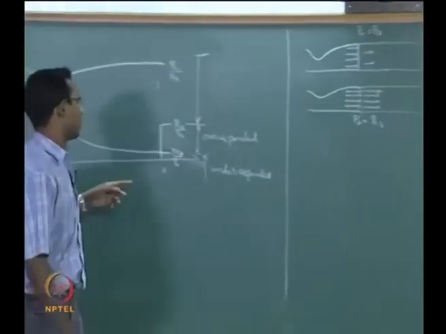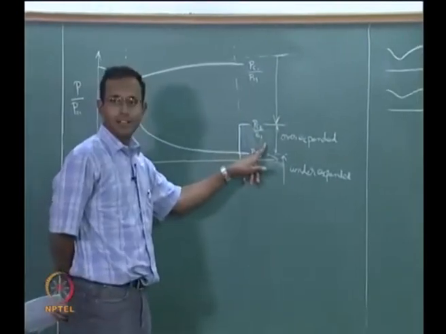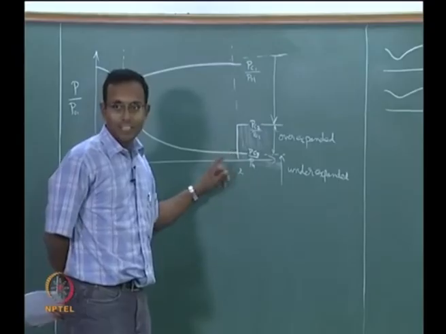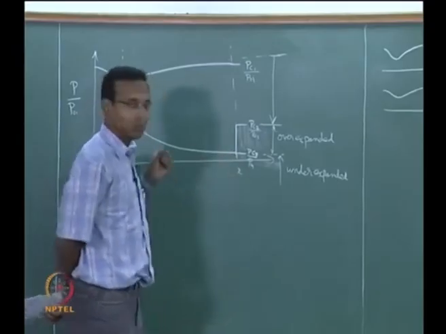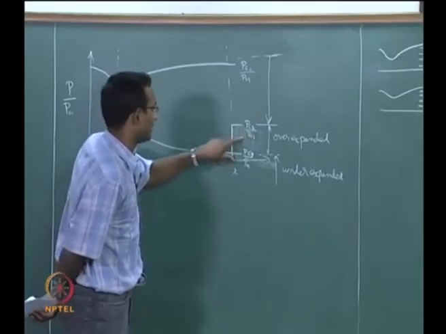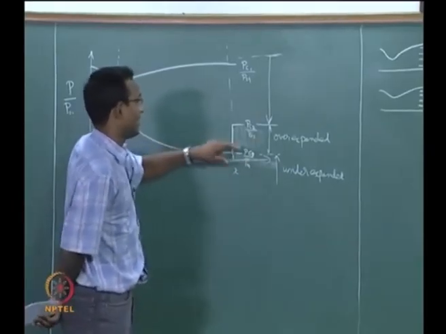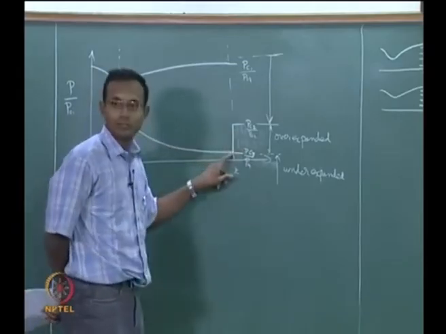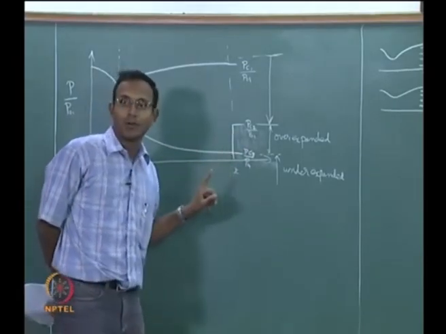Go back here, why did we call it over expanded? Because the fluid at the exit of the nozzle is at a lower pressure, it has expanded too much inside the nozzle compared to whatever we expect. Say I want this line here, I expect this pressure, but it has expanded too much to much lower pressure. That is why it is called over expanded.